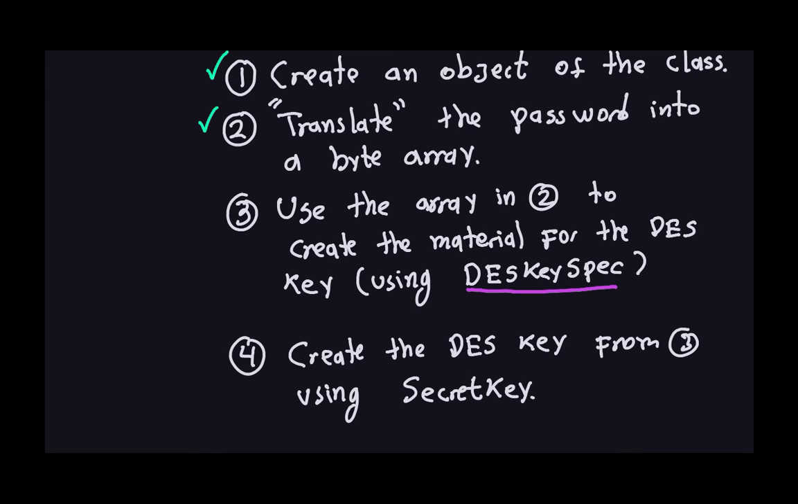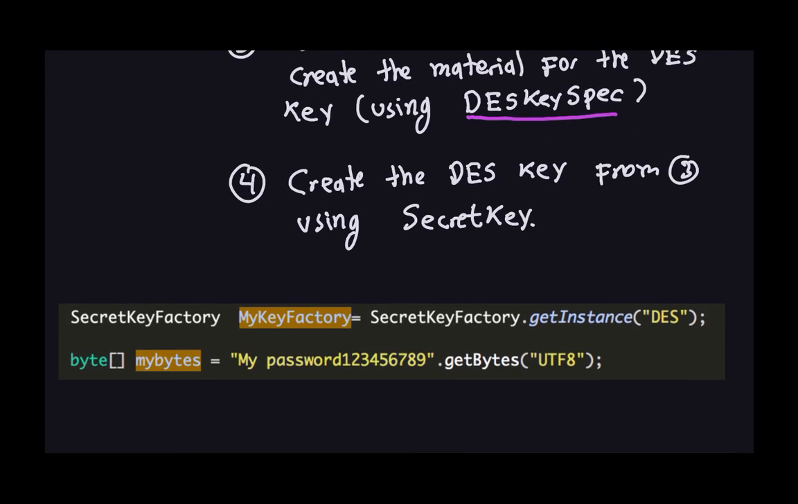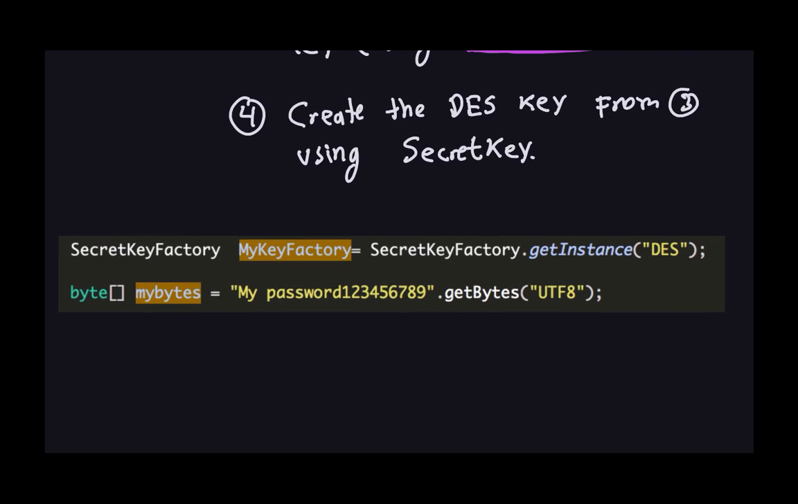Okay, so let's review what we did there in the Eclipse application. This is a picture of the code there. We had a secret key factory. Remember, you use this one when you want to generate DSA keys from a password. We call that object from that class my key factory, which is set to work with DES. Of course, if you change this, then this object will generate keys for whatever algorithm you put in here.